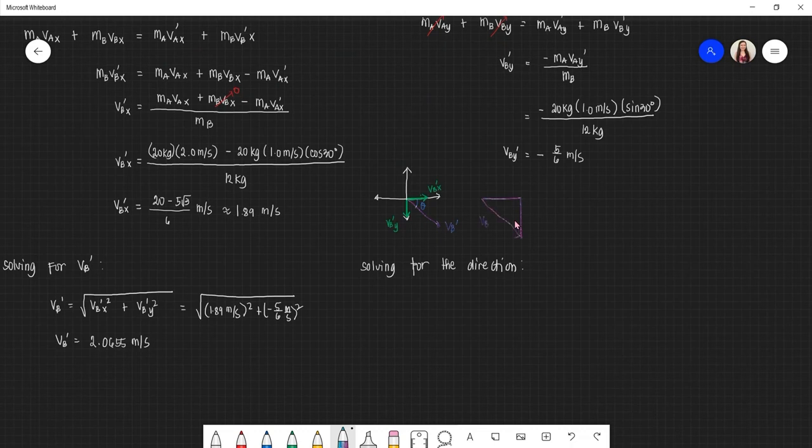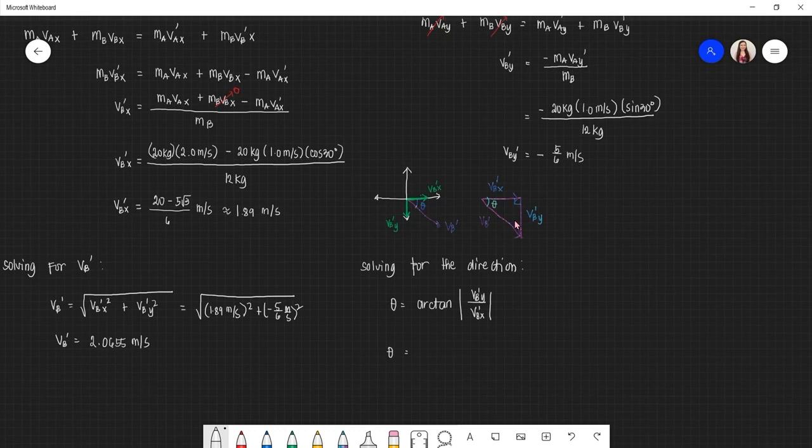So this is VB prime. First, VB prime along the X, and this is VB prime along the Y, and this is our angle theta here. So therefore, theta is equal to the arctangent of VB prime Y over VB prime X.